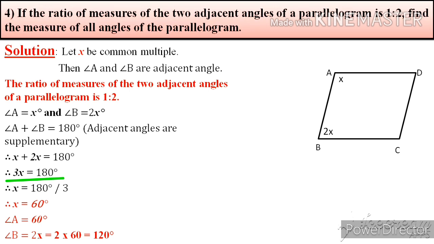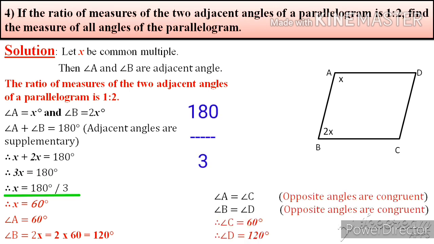3 is in multiplication form, so it will go to the right side and become divide. Therefore, x equals 180 degrees divided by 3. So here we get the value of x as 60 degrees. The x we have taken as angle A. Therefore, angle A is equal to 60 degrees. Now angle B we have taken as 2x, meaning 2 multiplied by x. The x value we got is 60 degrees. 2 into 60 is 120 degrees.